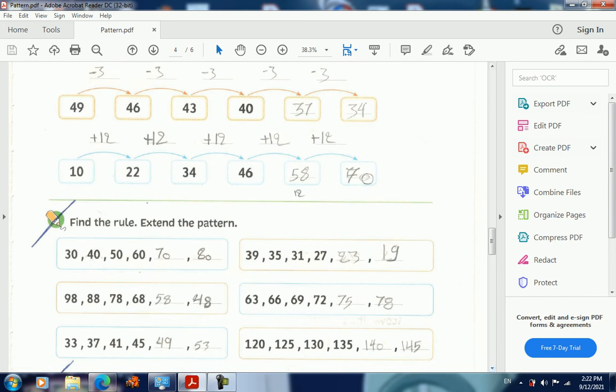Now 49 became 46, then 46 became 43, then 43 became 40. So it's obvious that we are taking away 3 each time, so the rule is minus 3. So 40 minus 3 is 37, and 37 minus 3 is 34.